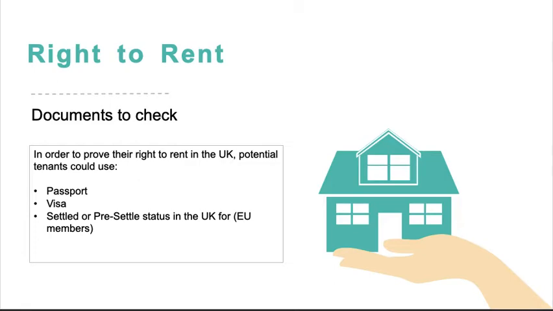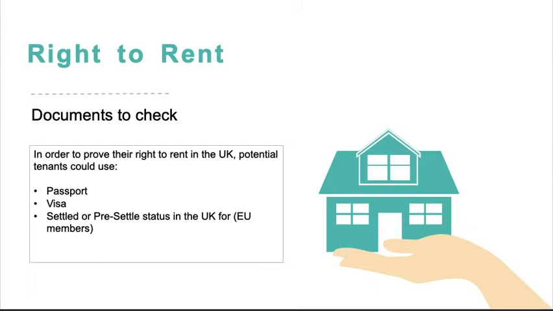So, for example, a passport. If someone has a British passport, even though they were born in another country, maybe they don't even speak English, because they have a British passport, that gives them the right to rent. Sometimes the passport just states which country they're from, and then you have to look online if that country requires a visa or not.